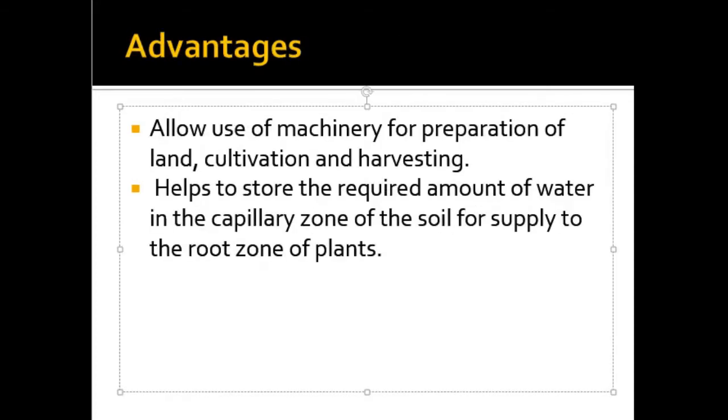The advantages of the surface irrigation method are that it allows use of machinery for preparation of land, cultivation and harvesting. Likewise, it helps to store the required amount of water in the capillary zone of the soil for supply to the root zone of the plant.